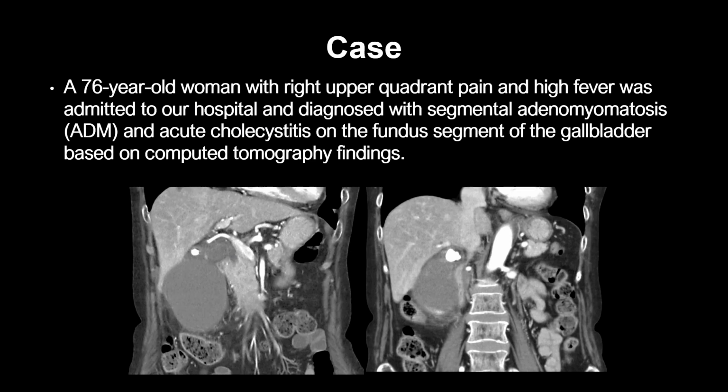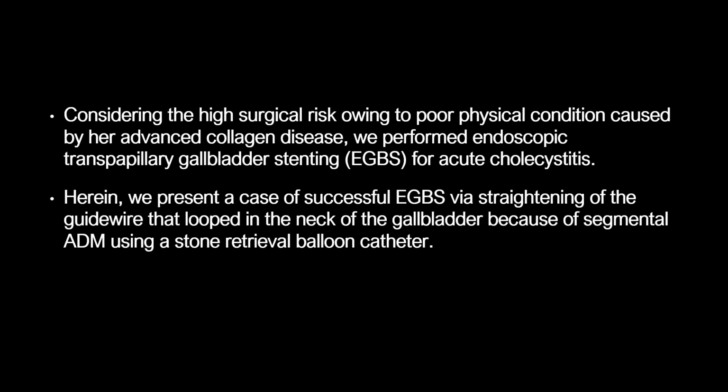A 76-year-old woman with right upper quadrant pain and high fever was admitted to our hospital and diagnosed with segmental adenomyomatosis and acute cholecystitis on the fundus segment of the gallbladder based on computed tomography findings. Considering the high surgical risk owing to her advanced collagen disease, we performed endoscopic transpapillary gallbladder stenting for acute cholecystitis.